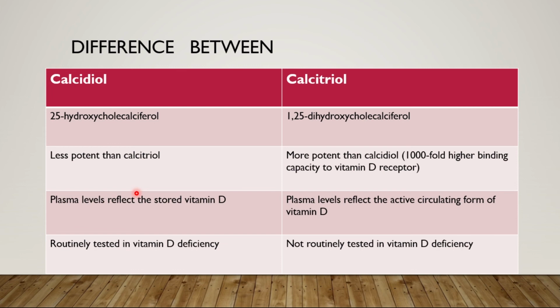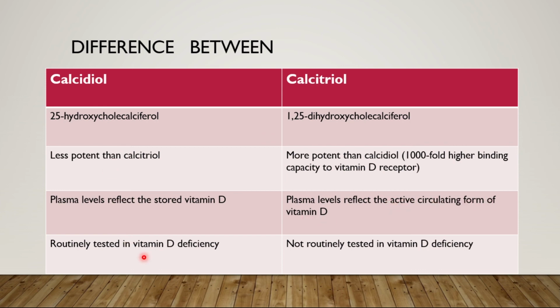When it is formed, most of this product is sent to adipose tissue for storage, and only some of it is transported to the kidney for producing vitamin D. So these levels actually reflect the vitamin D level in our body, whereas calcitriol reflects the active circulating form of vitamin D.